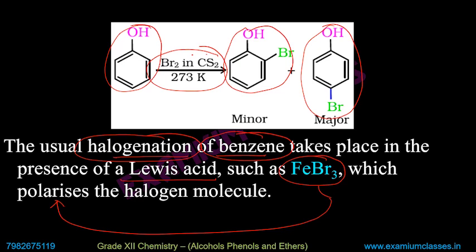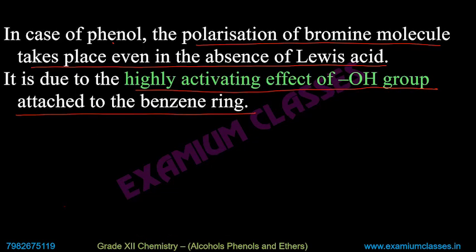But in case of phenol, there is already OH group. So OH group is already an activating group. We don't need FeBr3, etc. Lewis acid means we don't need Lewis acid in case of phenol. And this is the answer. In case of phenol, we don't need Lewis acid because OH group attached to the benzene ring is highly activating. So there is no need of Lewis acid.